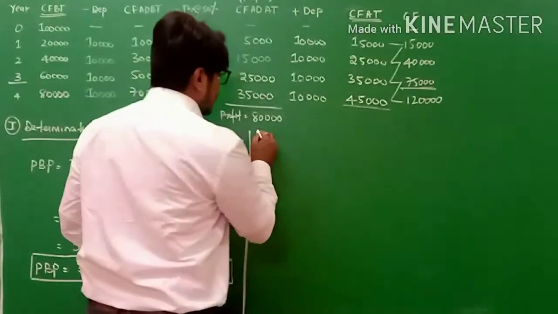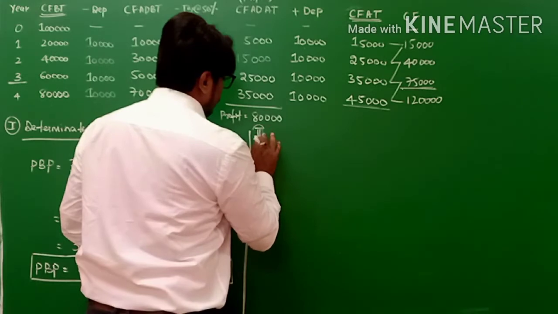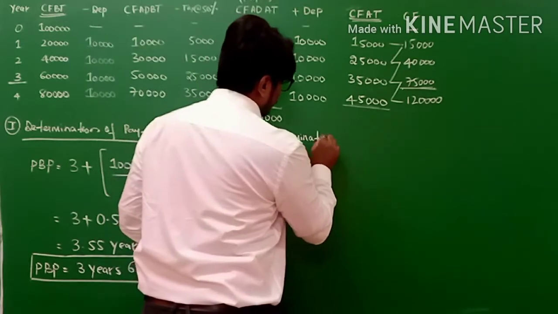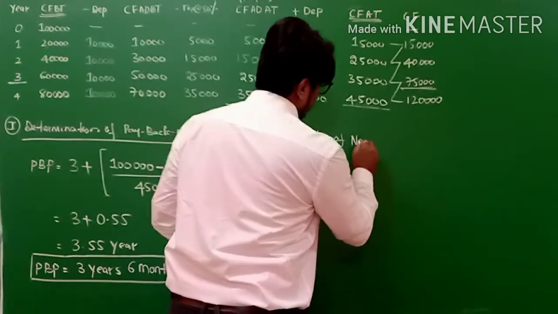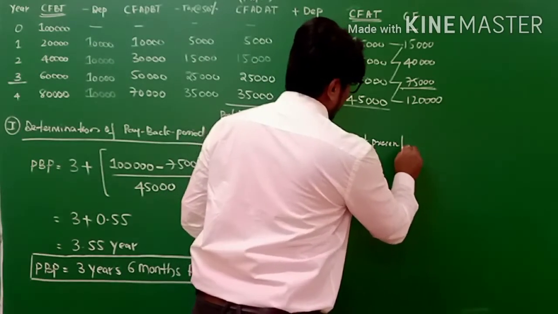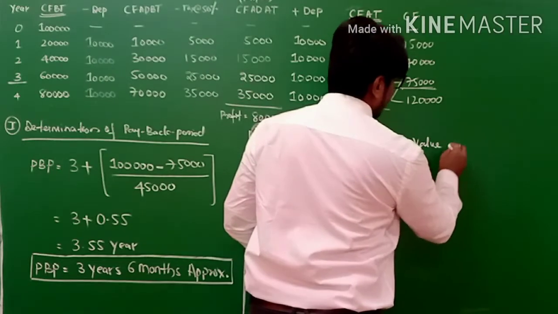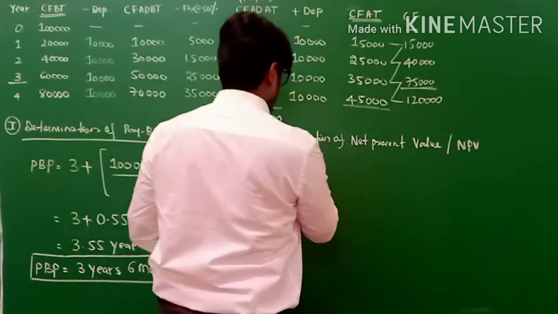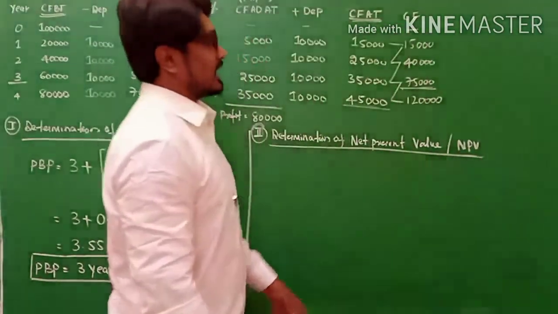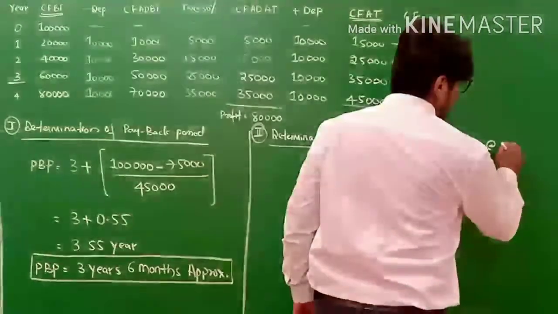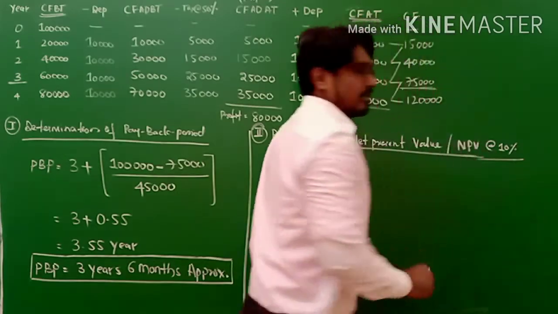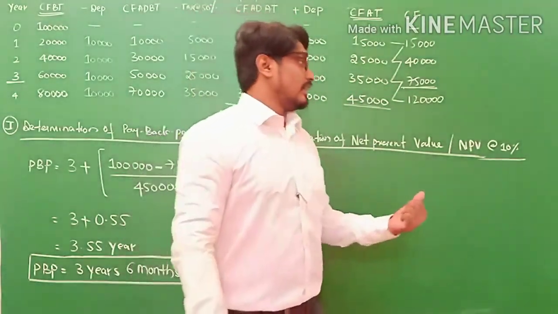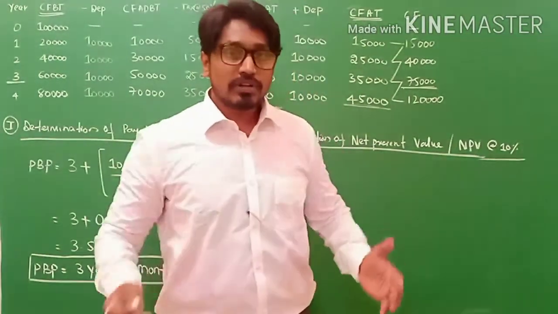Fine. Now the second one is determination of net present value, or NPV. So this net present value I consider at 10%. Okay, we'll assume 10% NPV. The same will follow here. According to this conclusion, we may accept or reject the project.